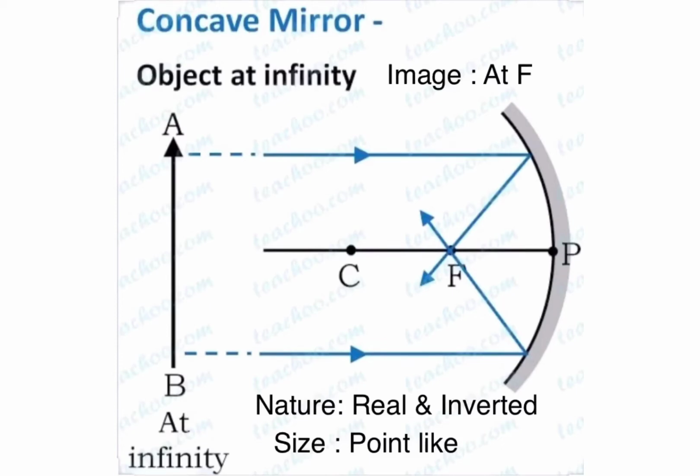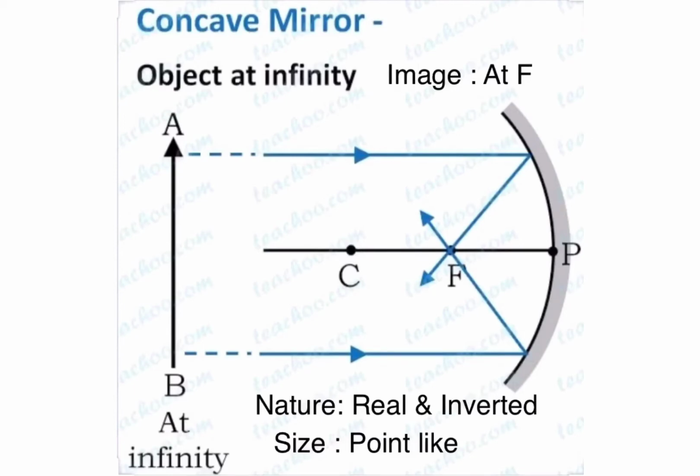Now we will see how to draw the diagram. First of all, when the object is placed at infinity, the rays coming from the object are parallel to the principal axis. So now we will see how to draw the diagram.